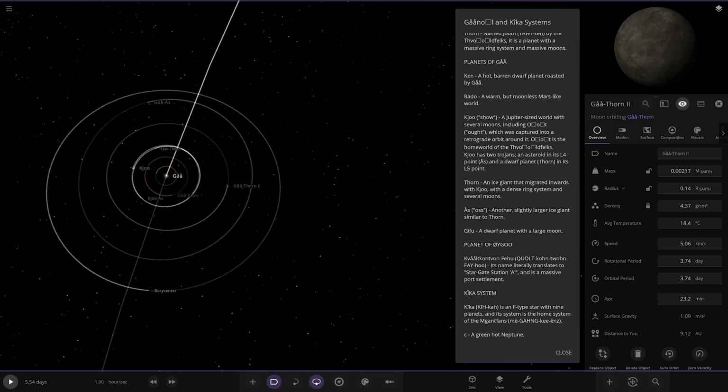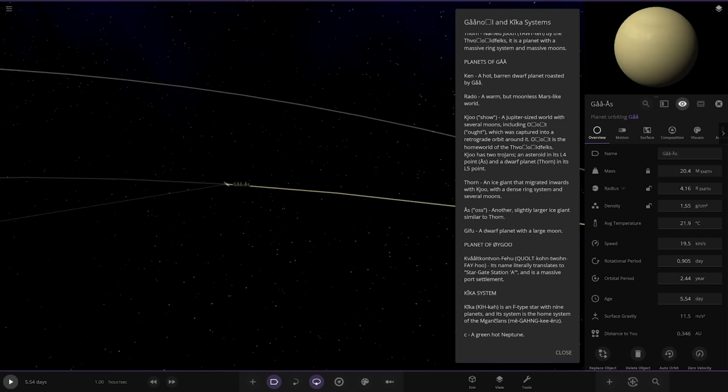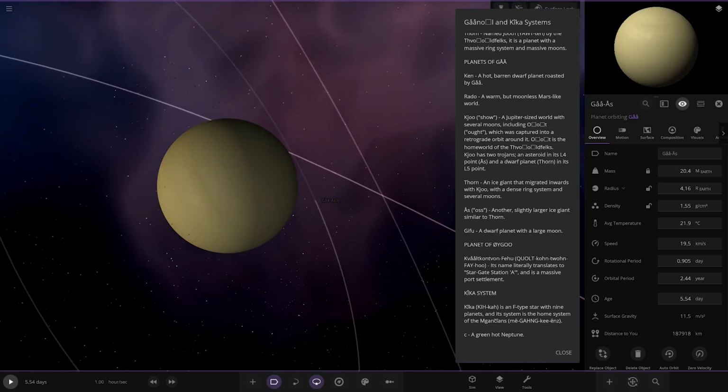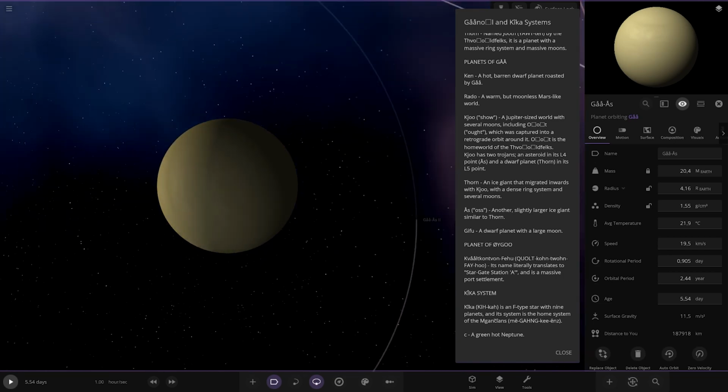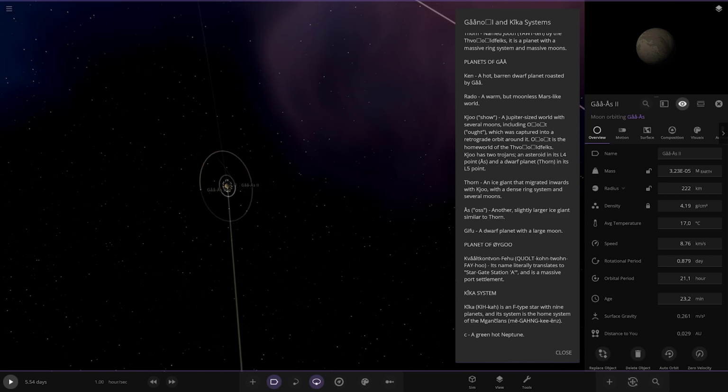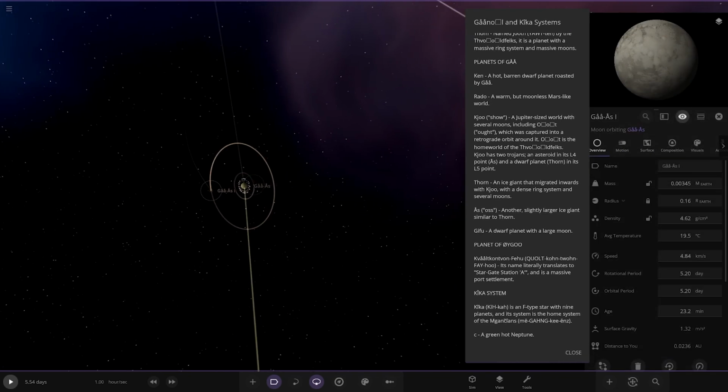Cool. Next up, we've got this one. So a slightly larger gas giant, similar to Fawn. Okay, again, very greyish in colour. Has a moon. Cool. What was that? We missed one. Got this one as well. There it is.